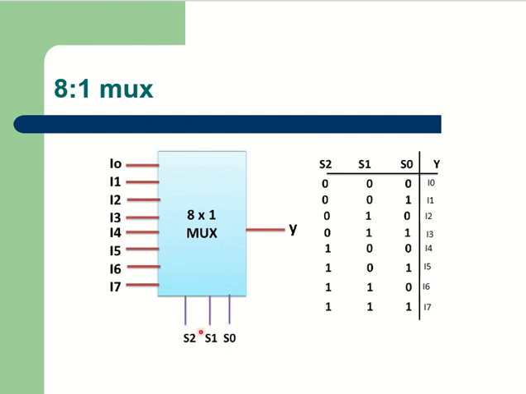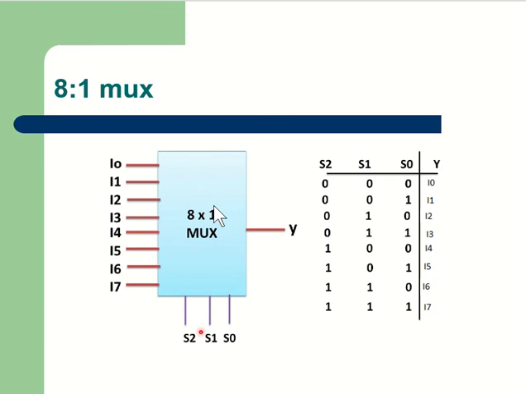Similarly, we have the next one with n equal to 3. With n equal to 3, the number of input lines will be 2 to the power of 3, that is 8. You can see here I0 to I7: I0, I1, I2, I3, I4, I5, I6, I7. There are 8 inputs. Since n is equal to 3, there are 3 select lines S0, S1 and S2, and one output, that is Y. So this is an 8 is to 1 multiplexer.